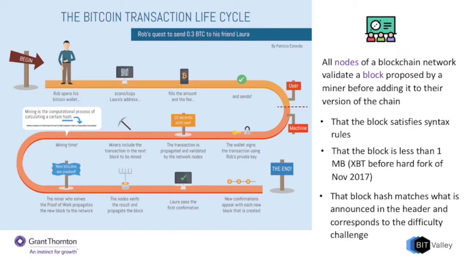Fifth, the miner who solves the proof of work propagates the new block to the network. All the nodes of a blockchain network validate a block proposed by a miner before adding it to their version of the chain. They verify that the block satisfies syntax rules, that the block is less than 1 megabyte, before the hard fork of November 2017, that the block hash matches what is announced in the header and corresponds to the difficulty challenge. Sixth, the nodes verify the result and propagate the block.